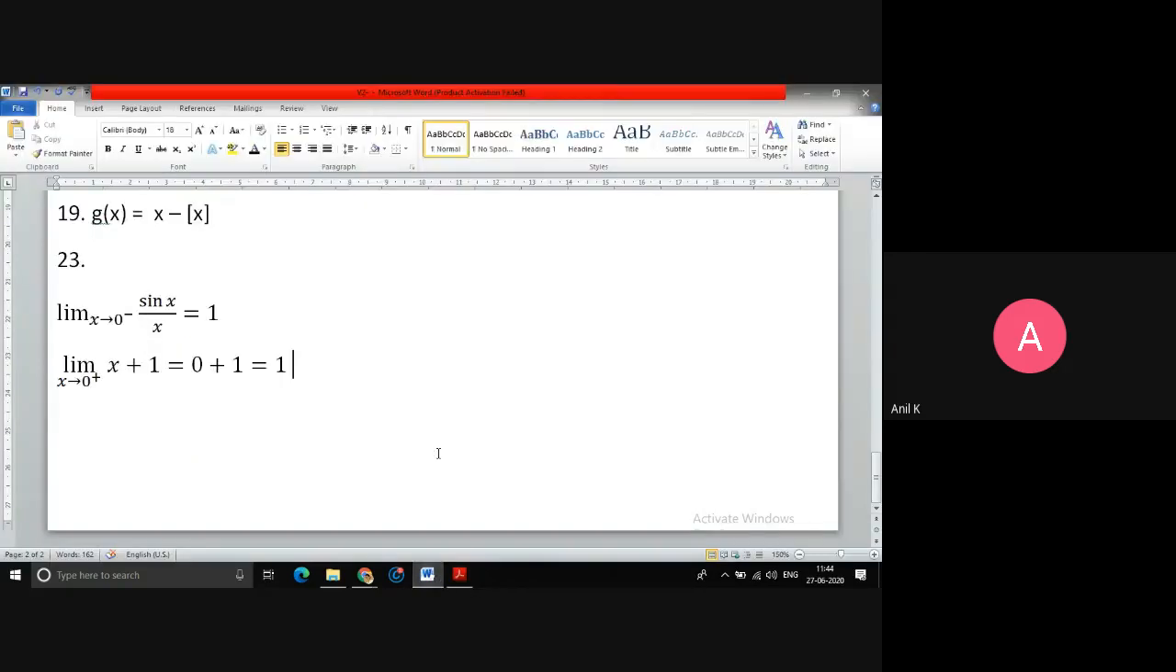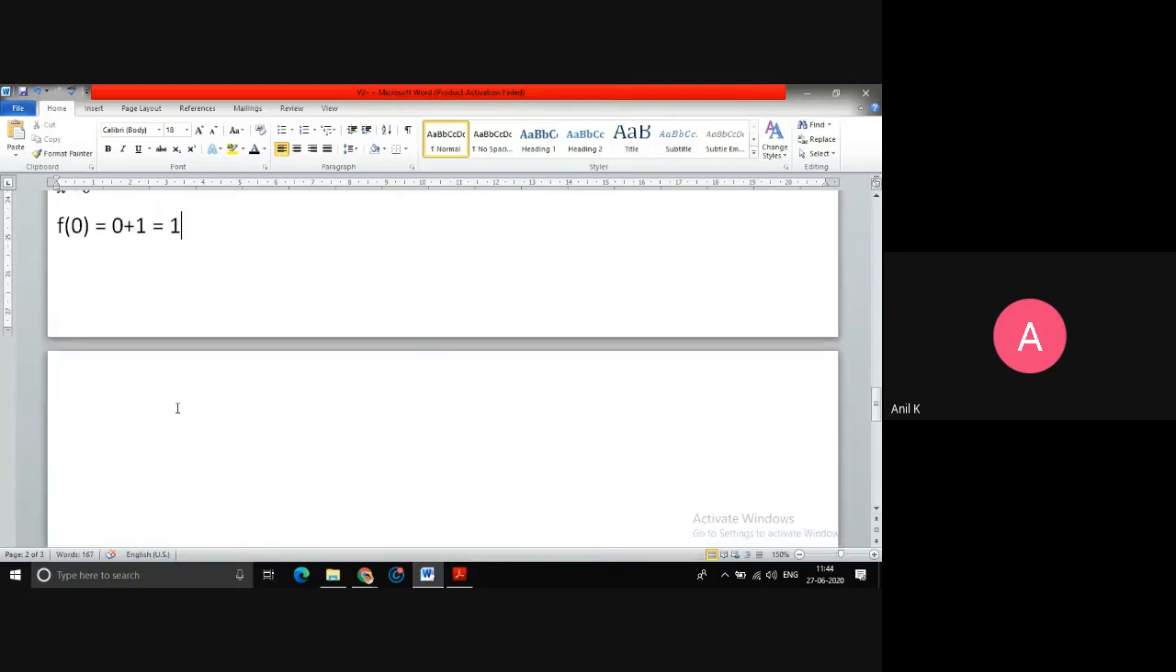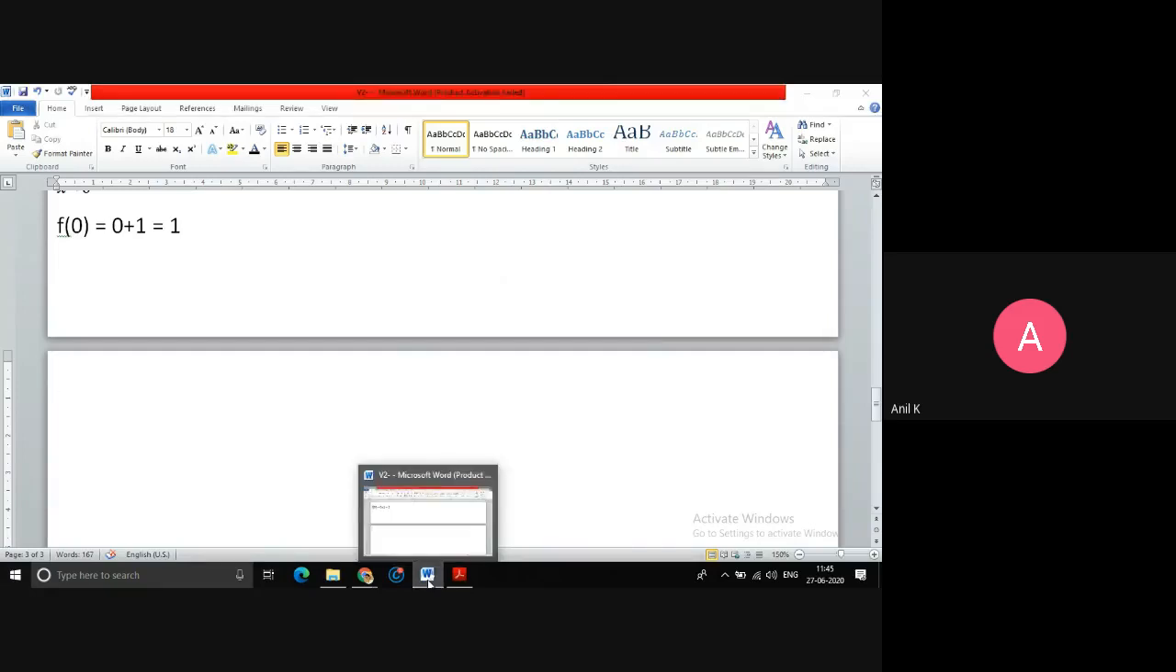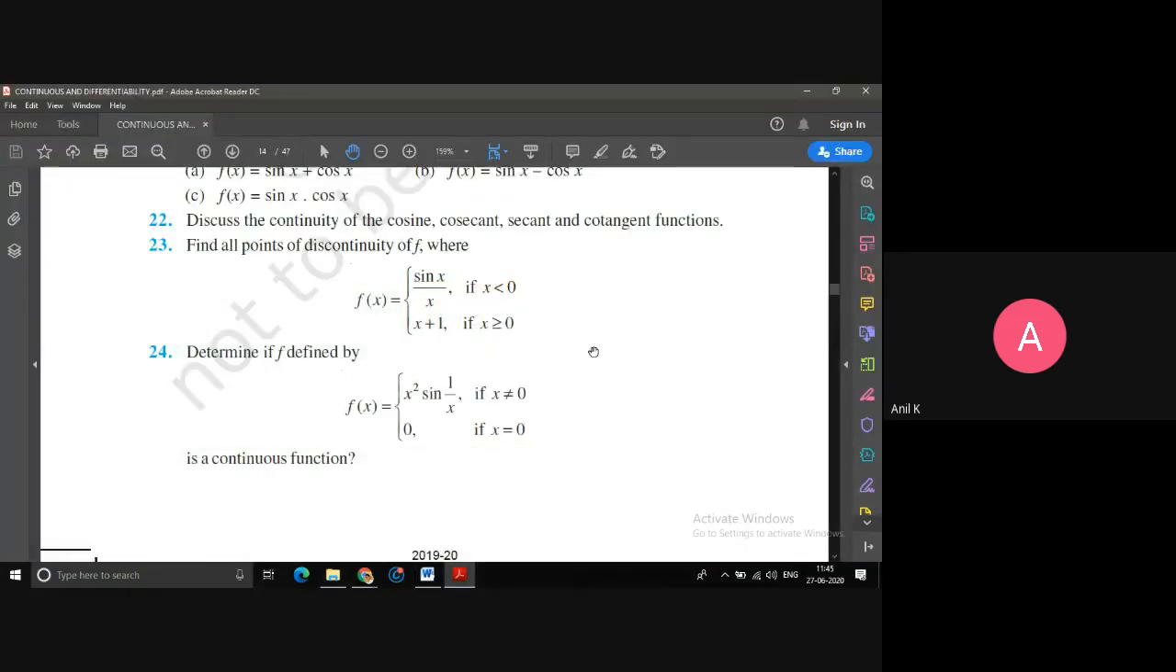If you want, you can write here. f of 0 is going to be 0 plus 1, which equals 1. So left limit, right limit, functional value, all three are equal. Hence, the given function is continuous at x equals 0. So like this, you can solve question number 23.